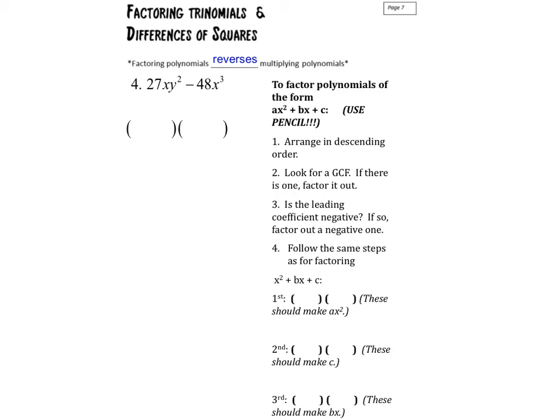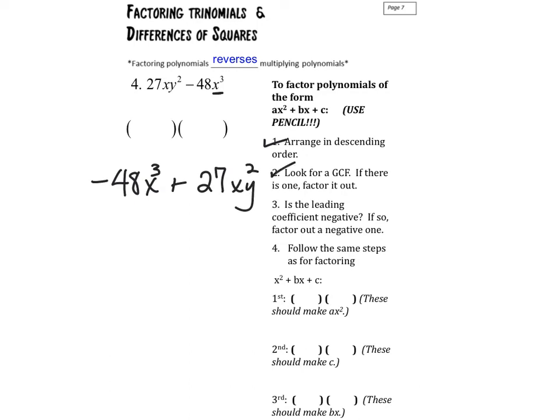Here we go with example 4. We're going to arrange in descending order. However, I do see that my x cubed is in the back. So I'm going to rewrite this, and I'm going to put negative 48x cubed in the front plus 27xy squared in the back, and I have arranged it in descending order.